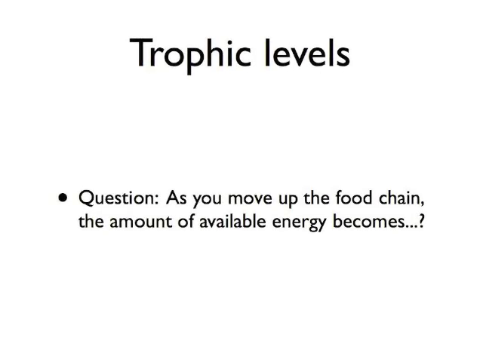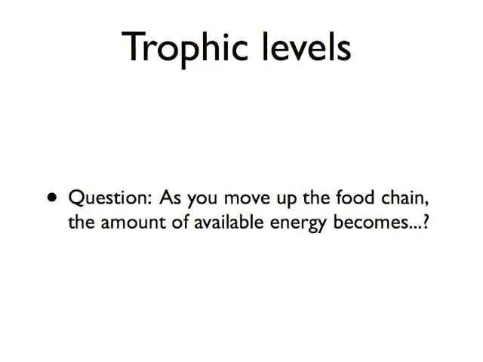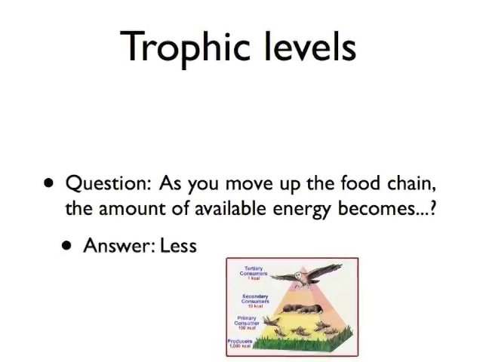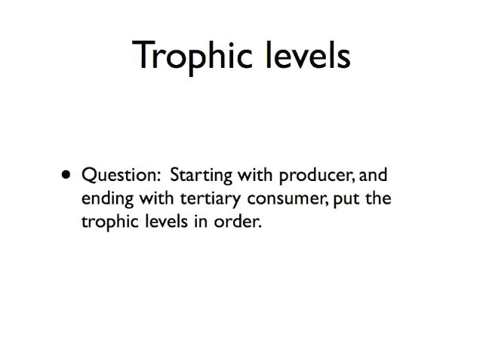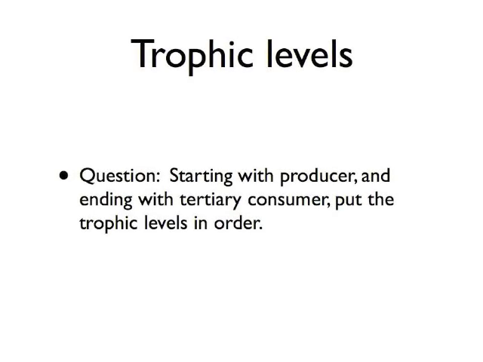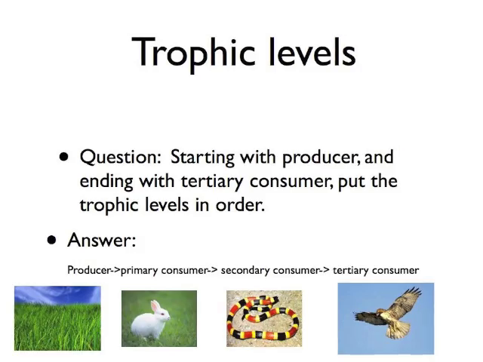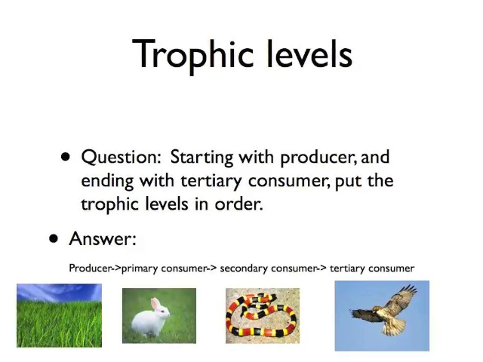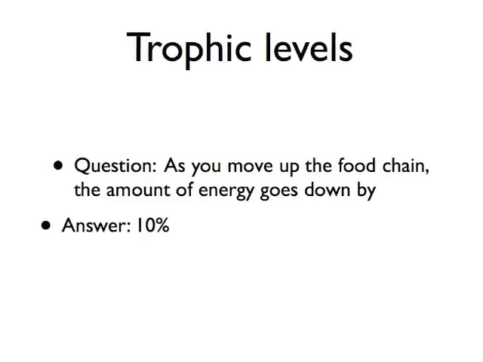As you move up the food chain, the amount of available energy becomes less. Starting with producer and ending with tertiary consumer, put the trophic levels in order. Producer, primary consumer, secondary consumer, tertiary consumer. As you move up the food chain, the amount of energy goes down by 10%.